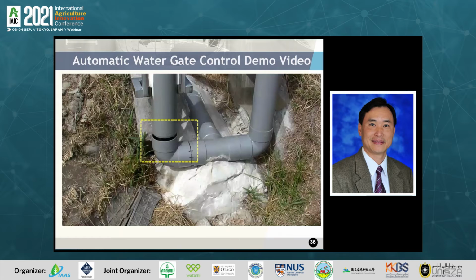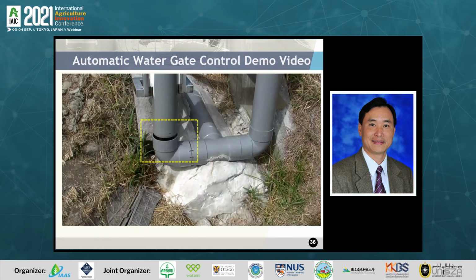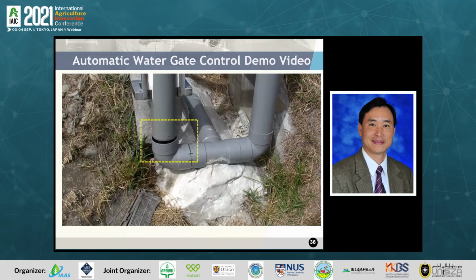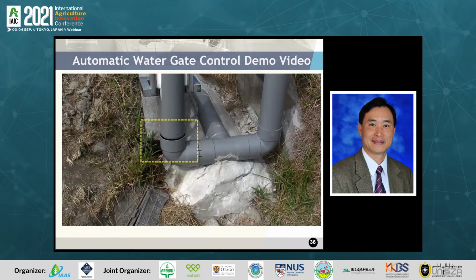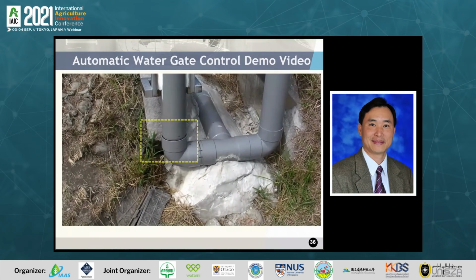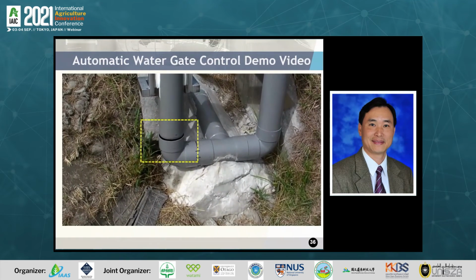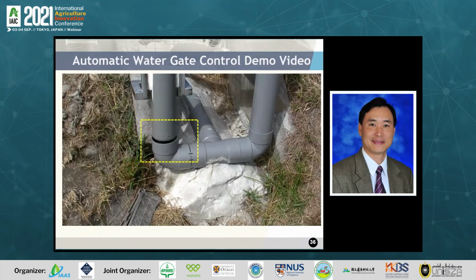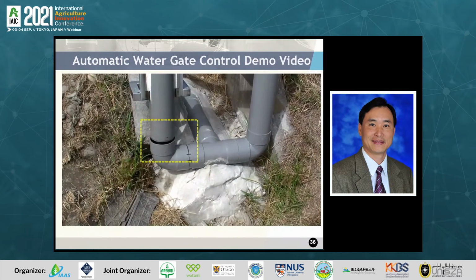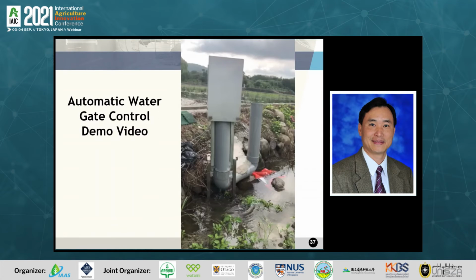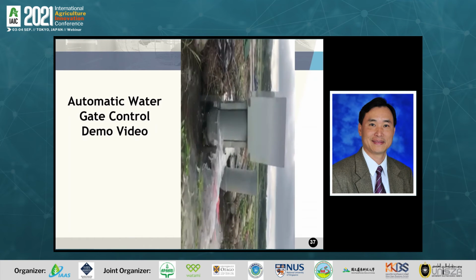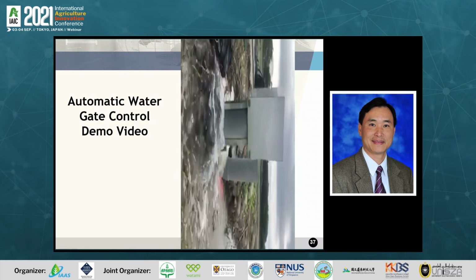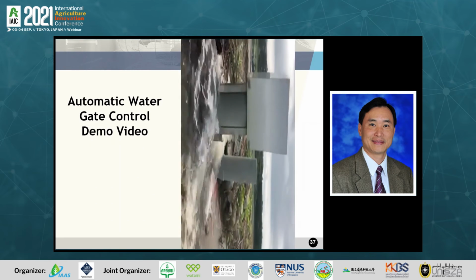I will show a video to show how the water control gate works. You can see that the gate is closing right now, and I will give feedback to open the water gate. So we can use remote control to control the water gate. For example, I show another video to show how it works. Yeah, you can see that when we open the water gate, the water is flowing into the paddy field.